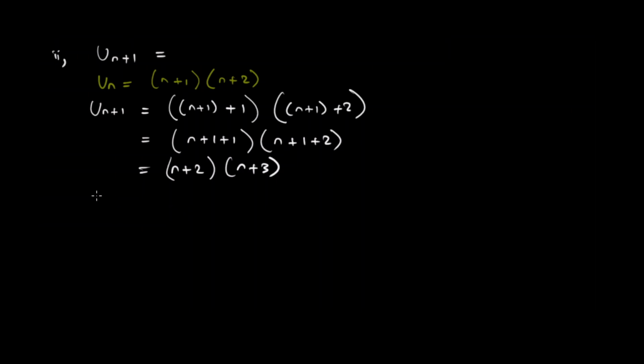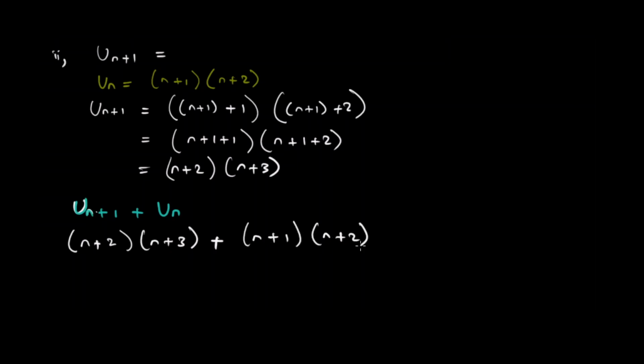Then un, because we have to evaluate in our question. Let me write the question in a different color. The question says evaluate un plus 1 plus un in terms of n, simplifying your answer. So un plus 1 we have seen is n plus 2 times n plus 3, plus un, which is n plus 1 times n plus 2.